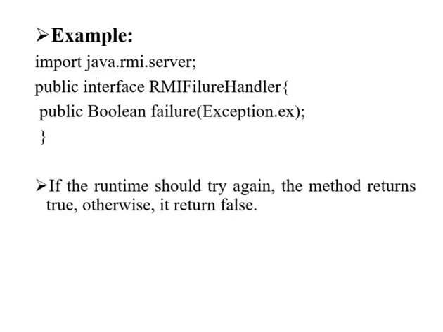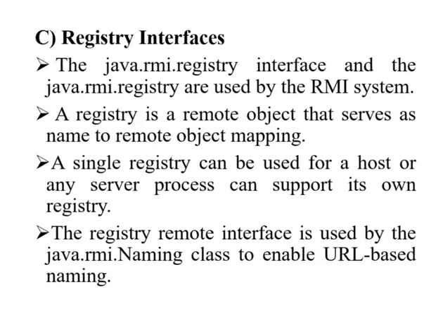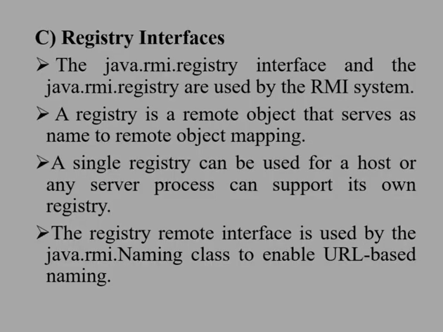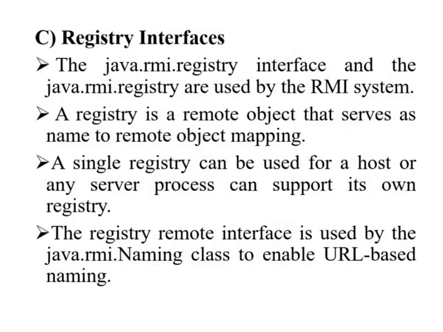A single registry can be used for a host, or any server process can support its own registry. LocalRegistry methods are used to get a registry running on a specific host, or a host and port. The java.rmi.Naming class methods use the proper LocalRegistry to contact a remote object that implements the Registry interface. The getRegistry method is used to retrieve information about the registry.